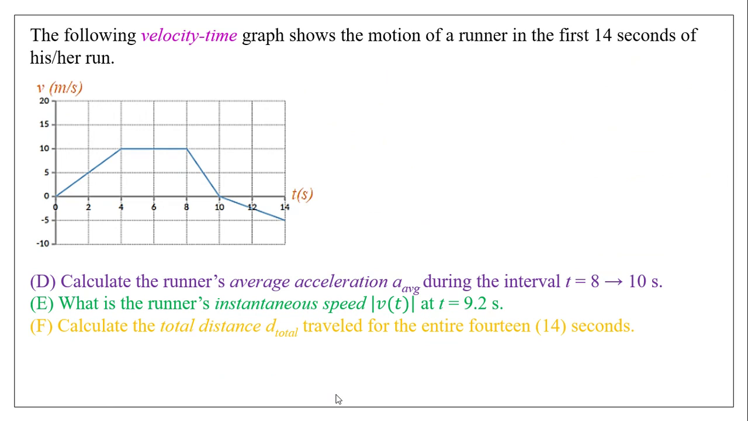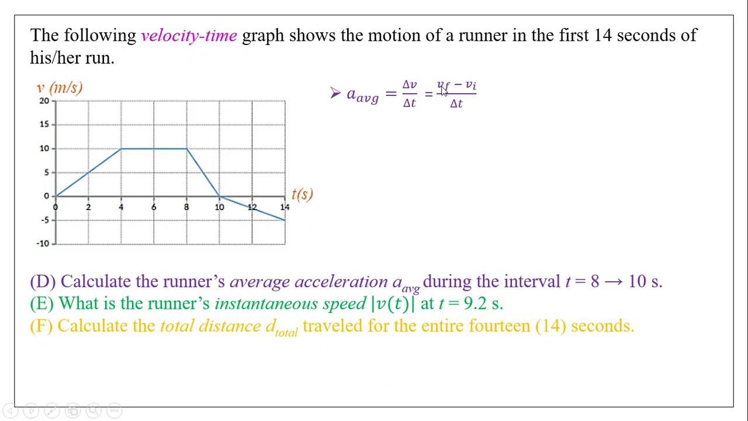Part D asks us to find the average acceleration during the 8 to 10 seconds. So again, if you look at this graph properly, there's the first segment, there's the second segment, there's the third segment, and there's the fourth segment. So this runner is running and behaving differently based on the time interval shown. So it's important for you to chunk out these types of graphs. Well, average acceleration is change in velocity over change in time.